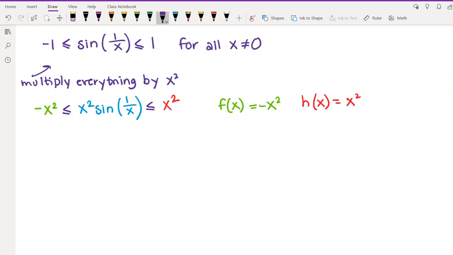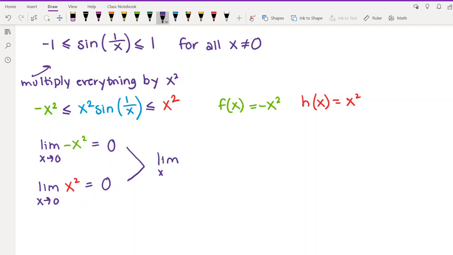So the next thing we need to do is find the limit as x approaches 0 of negative x squared. And then we're also going to take the limit as x approaches 0 of positive x squared. So these two functions are a lot easier to deal with, right? We actually can just plug in 0, because in this case there's nothing undefined. You can just plug 0 in. So what's the limit as x approaches 0 of negative x squared? It's just 0. And what's the limit as x approaches 0 of positive x squared? That's also 0. So that's good. That means that the top and the bottom limits agree. And from there, we can conclude that the limit as x approaches 0 of the middle function, x squared times sine of 1 over x, is also equal to 0.